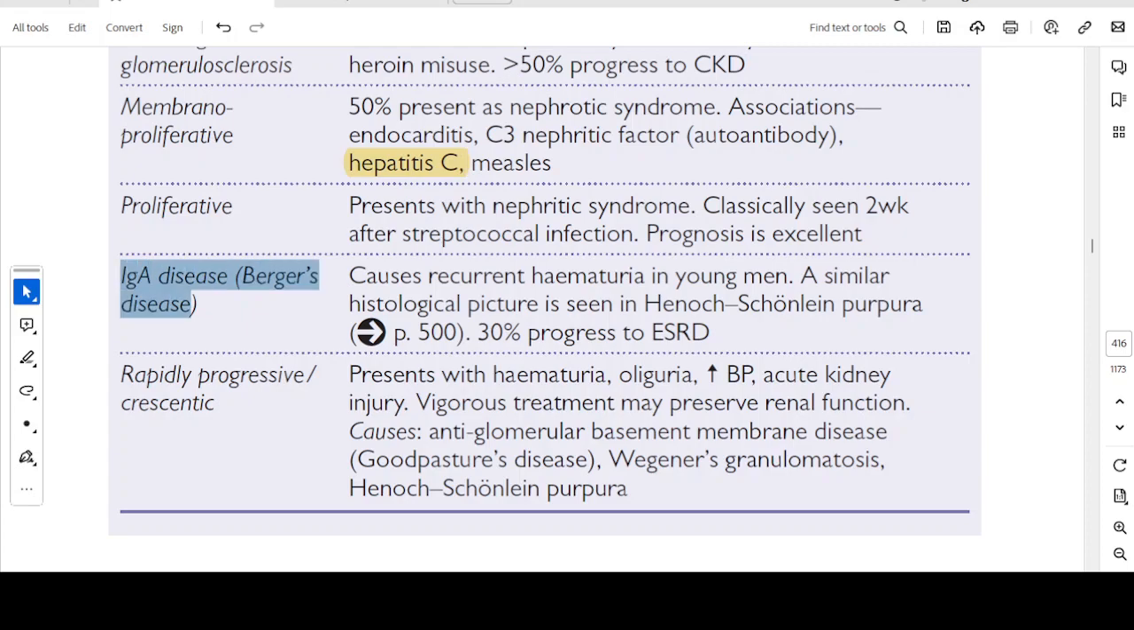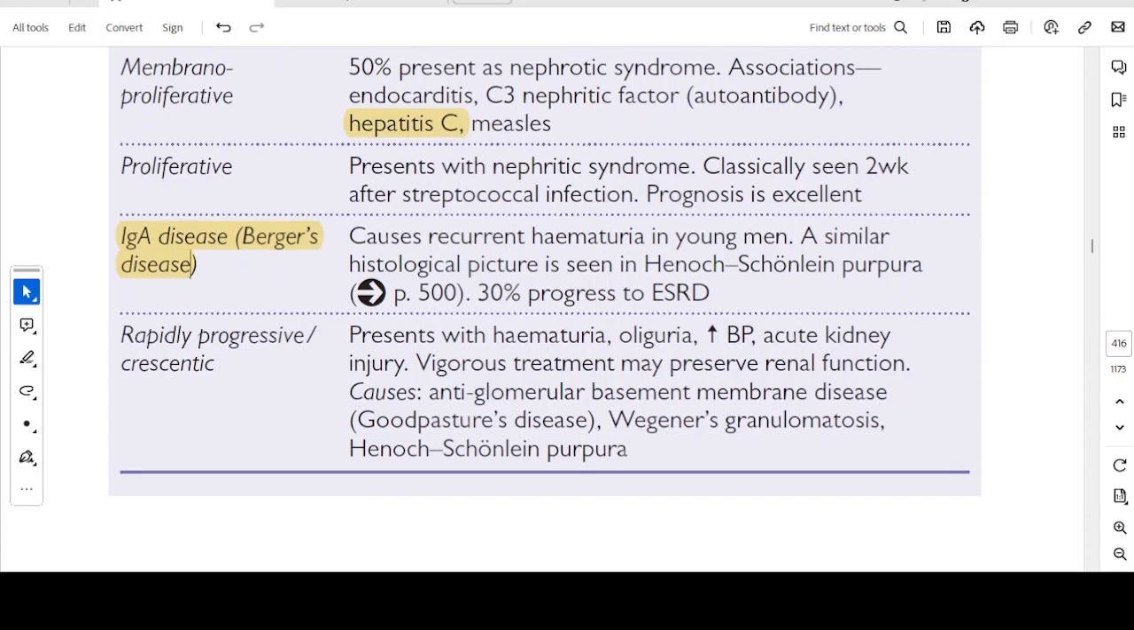IgA disease or Berger's disease. Presents with recurrent hematuria in a young man. Similar to the picture seen in Henoch-Schönlein purpura, more than 30% progress to ESRD.